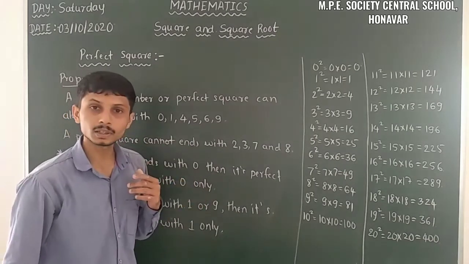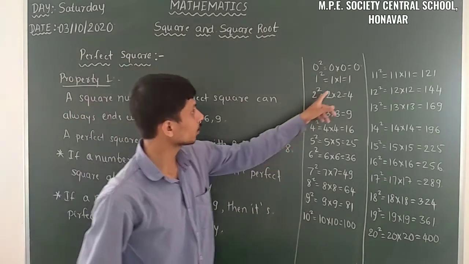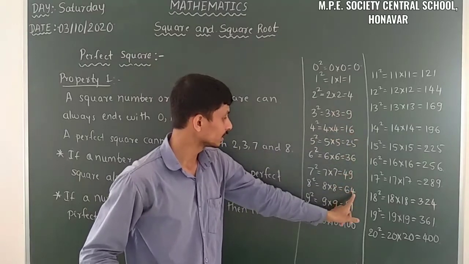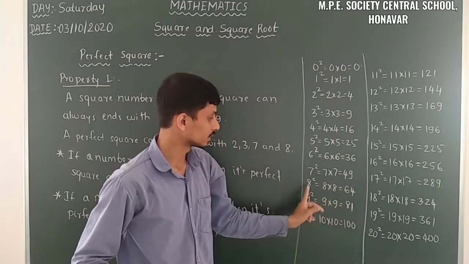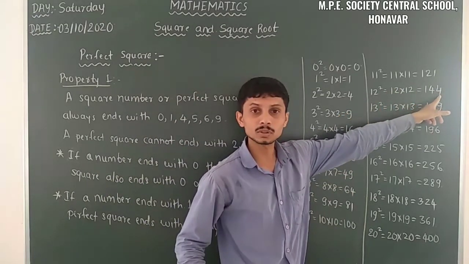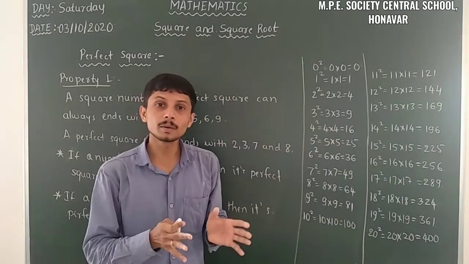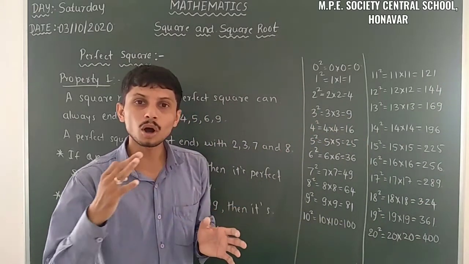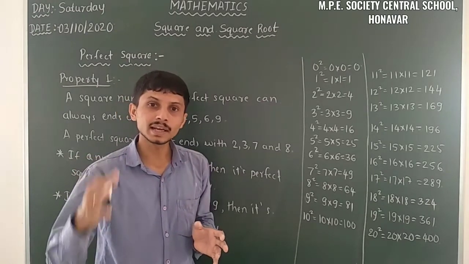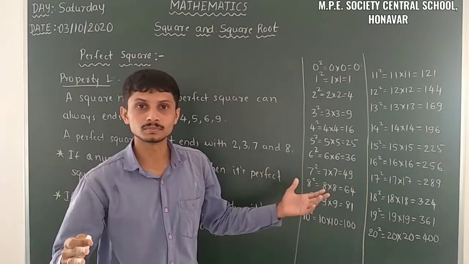So what are the possibilities of getting 4 as the ending digit in a perfect square? Just observe here: 4, 2. Then any other possibility? Yes, 4, here 8. Then also let us look at 12. Here it ends with 4. 18 ends with 4. That means if a number ends with 2 or 8, then its perfect square ends with 4.